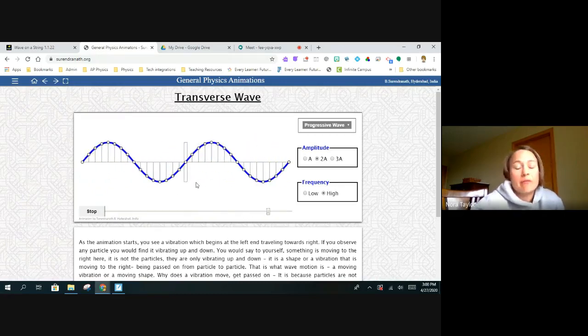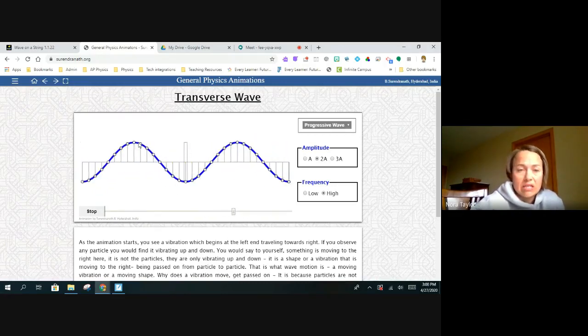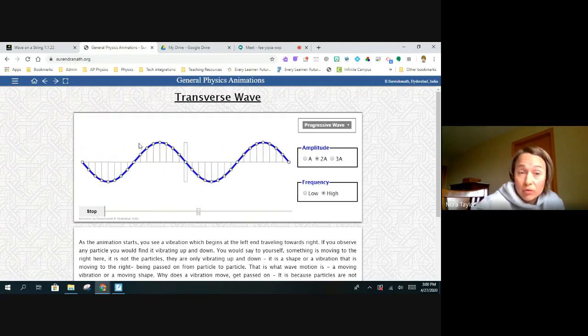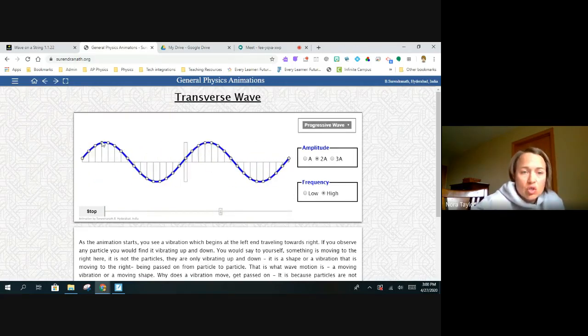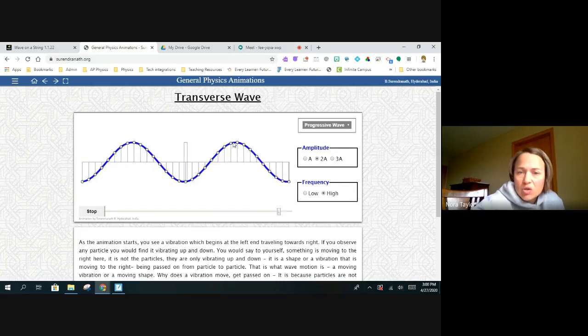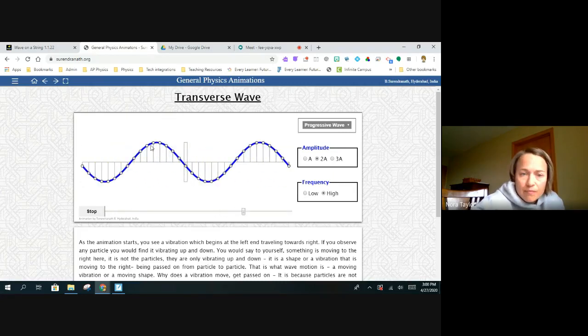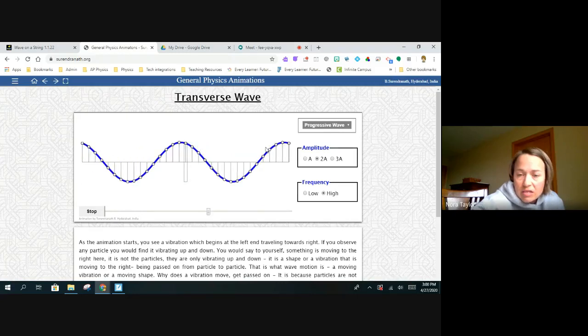Now that's very different from a wave velocity. A wave velocity is actually how quickly the wave travels from one place to another. So the easiest way to do that is to trace a crest. Do you see my mouse cursor moving with that crest? That is the wave velocity.